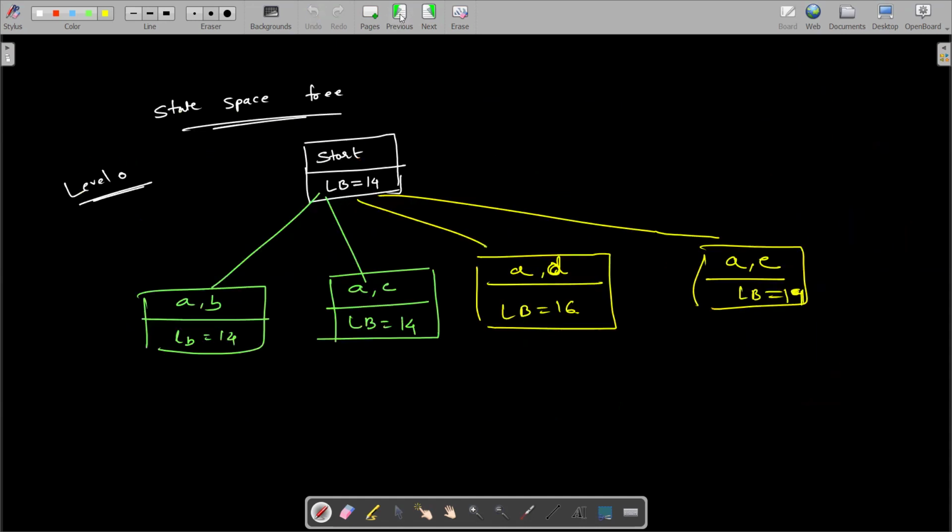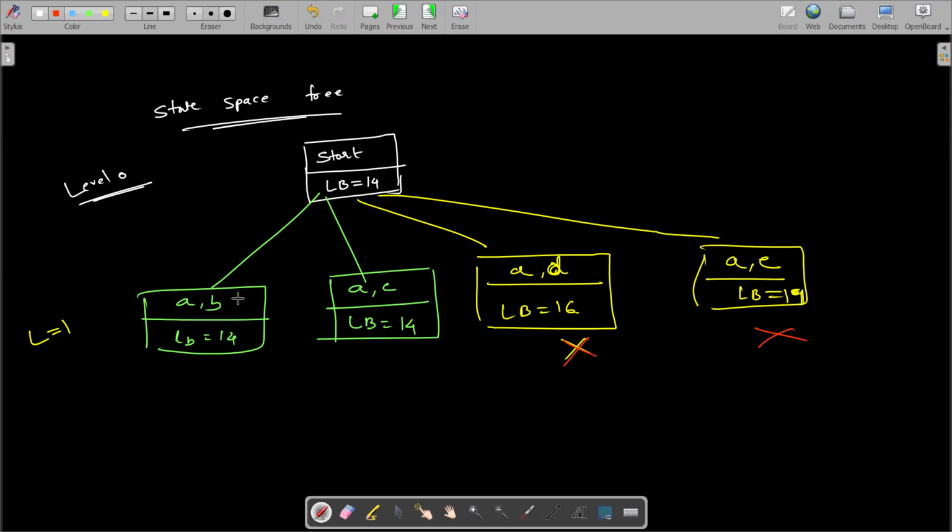Okay, so now everything is fine. All these states where we got it: this is level 0, now level 1. In this, we have to select the minimum, because compared to 14, 16 is more. Don't select this one. This is also more compared to 14. In this, you have to select these two.